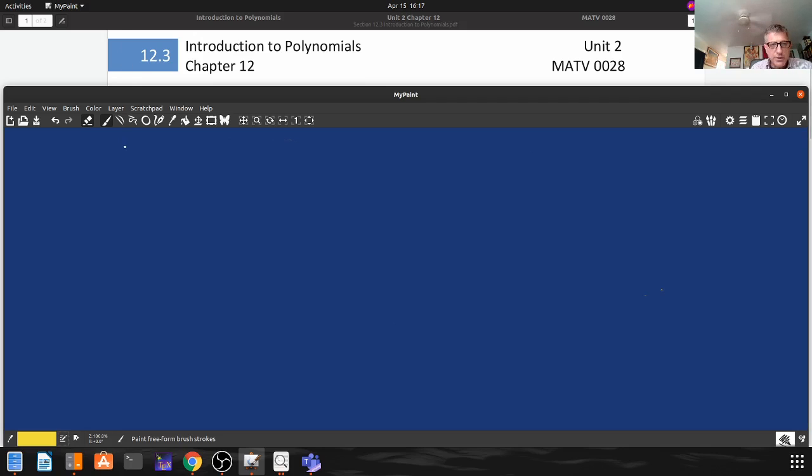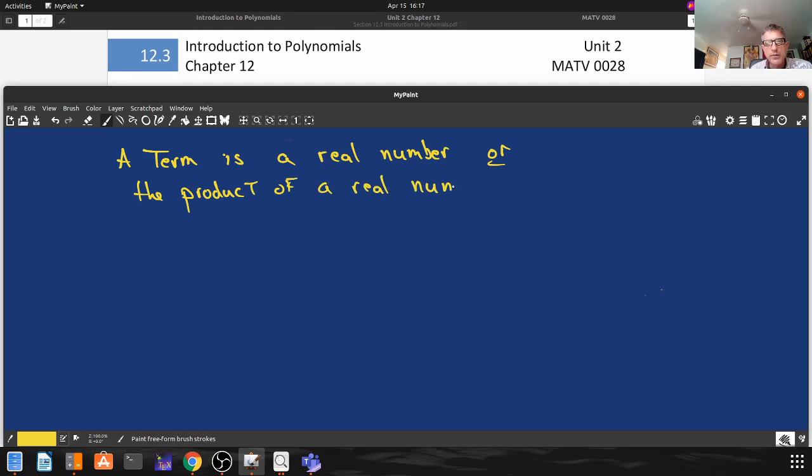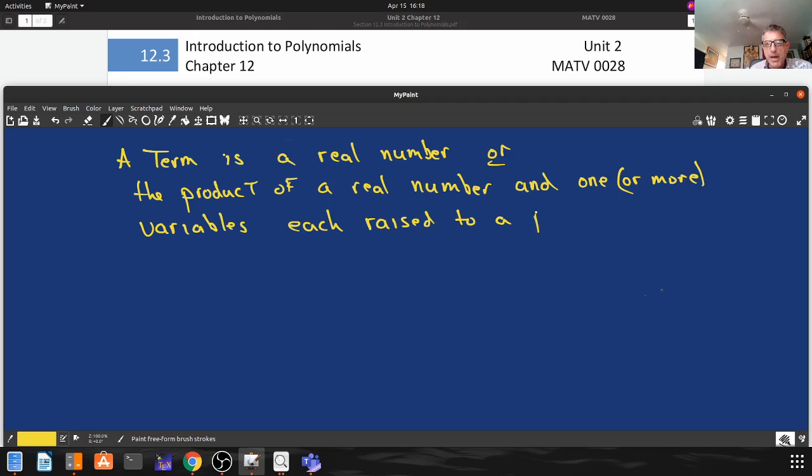So a term is a real number or the product of a real number and one or more (I'm going to put "or more" in parentheses) variables, each raised to a power of some positive whole number.